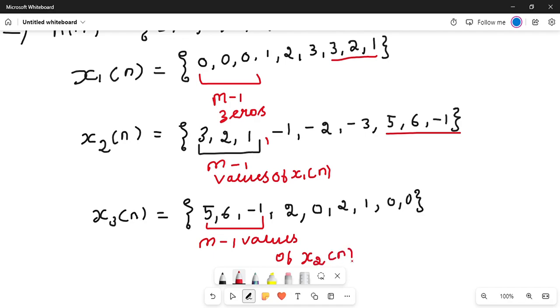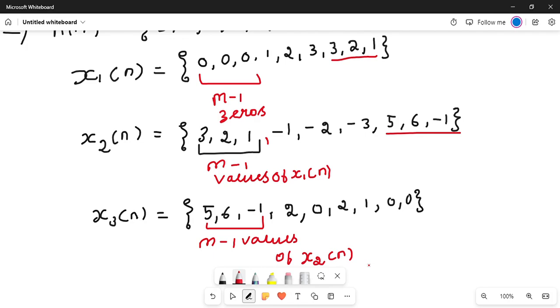Fine. So now here we just got to know how to find out x1 of n, x2 of n and x3 of n. Before calculating all this, you need to calculate the value of L without fail. L is, you are going to divide all the x of n into the given L.